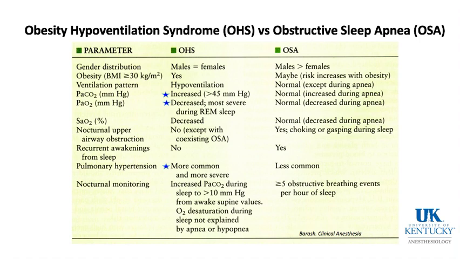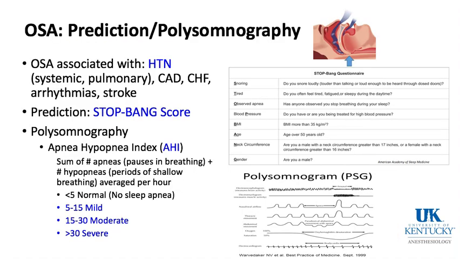So if you're monitoring them with sleep polysomnography, nocturnal monitoring, you will see an increased PaCO2 during sleep, greater than 10 millimeters of mercury from awake supine values. Their oxygen desaturation occurs during sleep, and they're not having periods of that gasping, apnea or hypopnea that is classically seen with OSA. So let's look at OSA prediction, and polysomnography is our next keyword.